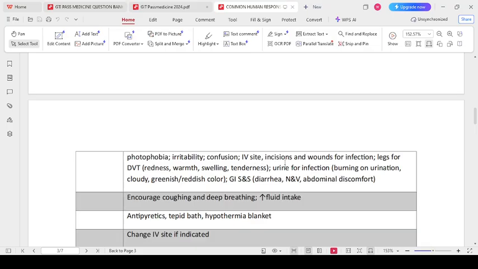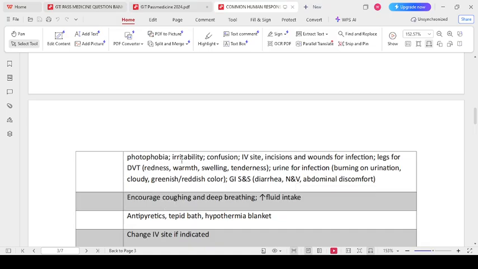Inspect IV site, incision, and wounds for infection in case of any operative. Legs for DVT like redness, warmth, swelling, and tenderness. Urine for infection like burning on urination, cloudy, greenish or reddish color. Any GI signs and symptoms like diarrhea, nausea and vomiting, and abdominal discomfort.